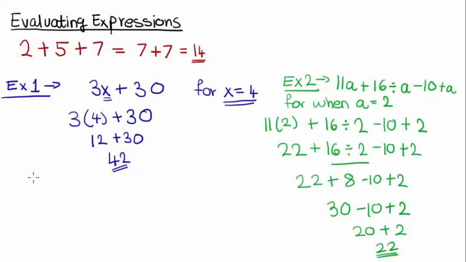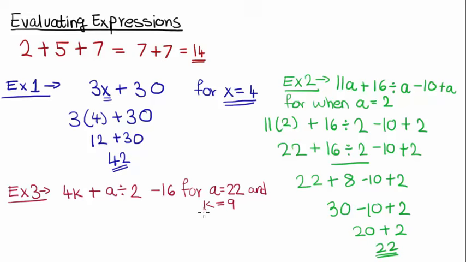Now for the next two examples, let's take evaluating expressions a step further. Let's now deal with multiple variables. So in this third example, let's say I have the following variable expression, and I want to evaluate it for when a is equal to 22 and k is equal to 9. All we need to do in this case, as opposed to the previous two examples, is take this variable expression step by step.